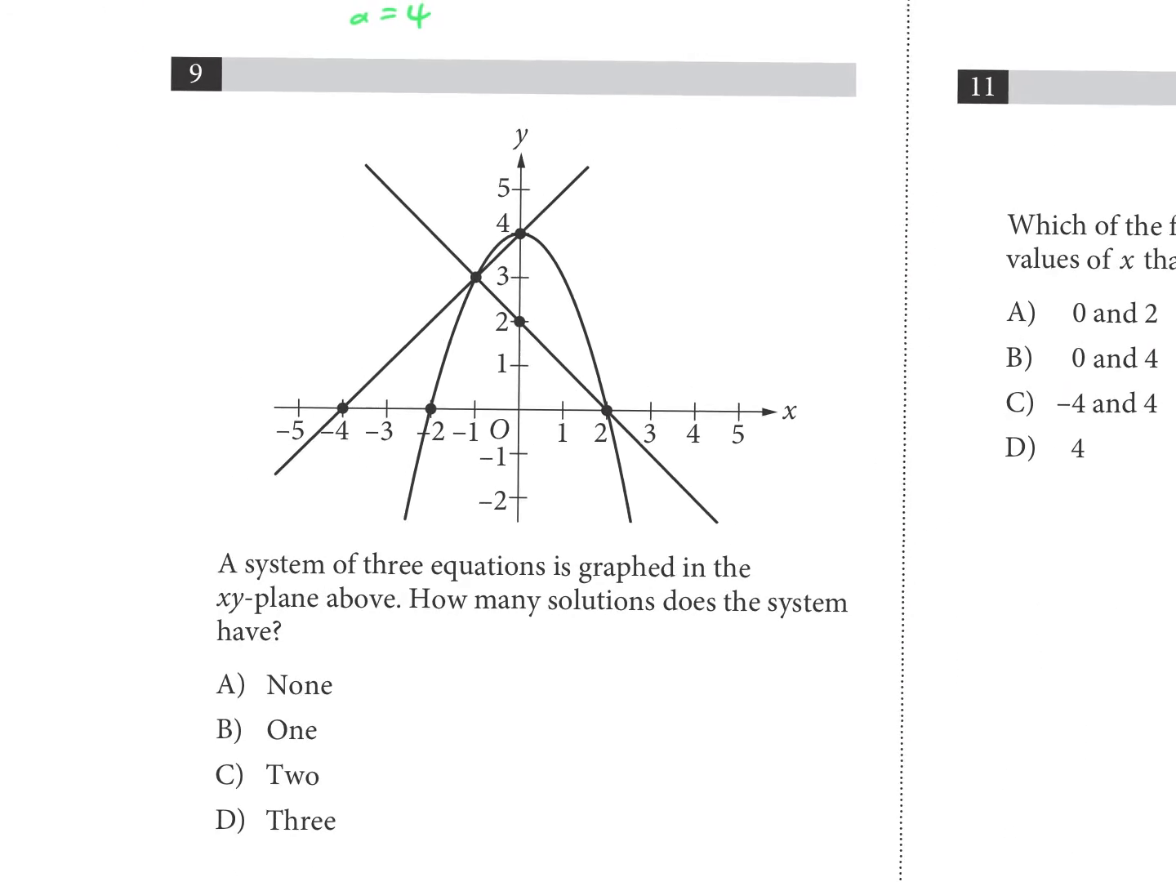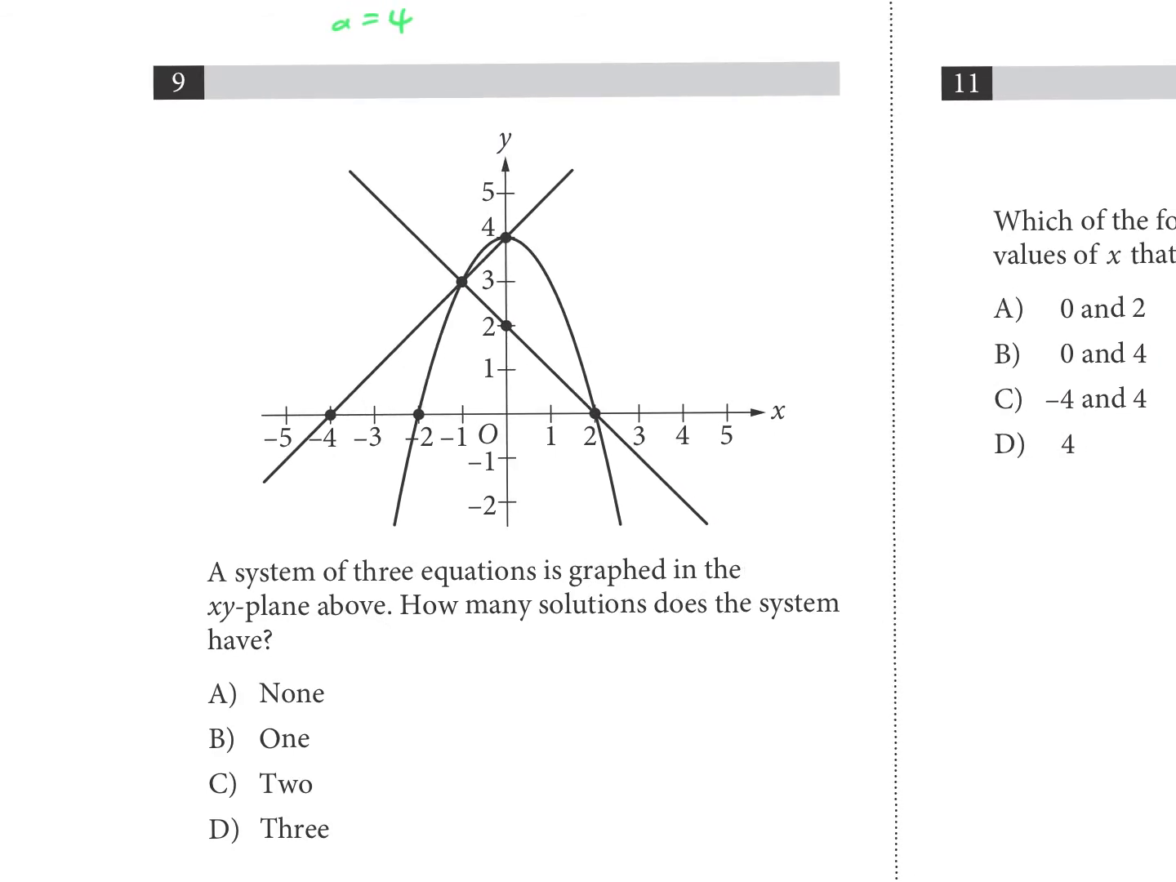It says a system of 3 equations is graphed in the xy plane. How many solutions does the system have? This is kind of a tricky one. We usually work with systems of 2 equations. With 2 equations, you're looking for where those graphs intersect. With 3 equations, you're looking for where all 3 intersect, right?